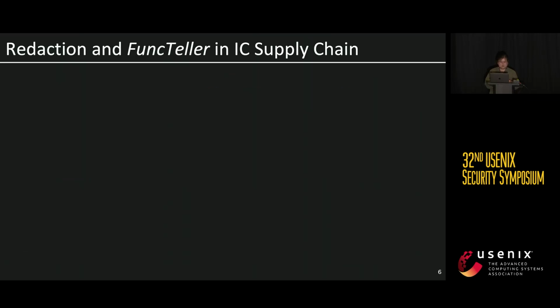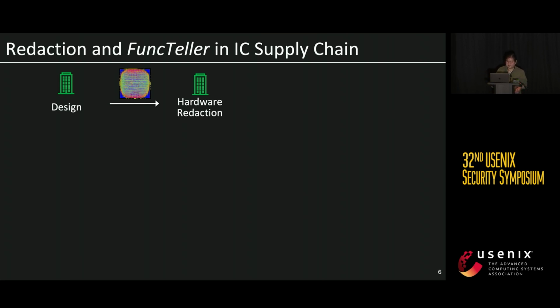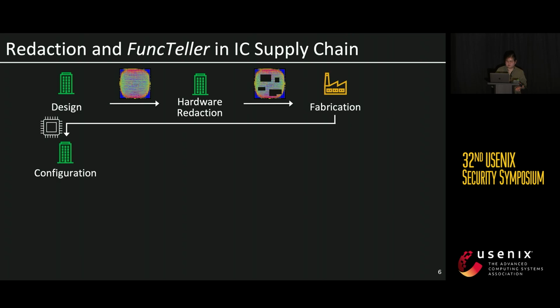Now let's see how the process happens in the global IC supply chain with hardware redaction and FuncTeller. Firstly, a designer creates the hardware IP inside the design house. Then they pass this layout information to the defender, avoiding sending it directly to the foundry, so that the defender can apply protection like hardware redaction. Thereby, some of the circuitry is redacted by this black box eFPGA. Then it's secure to send this to the foundry, and the foundry will do the fabrication and produce the chip.